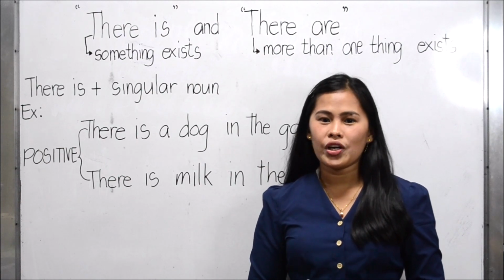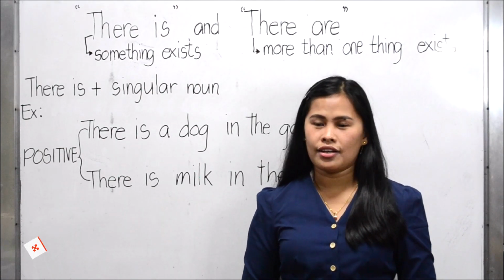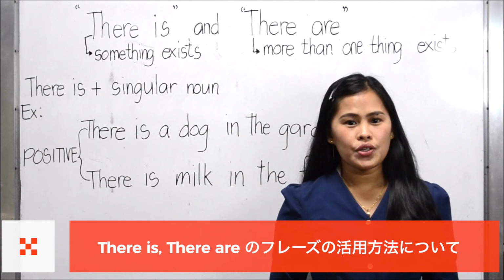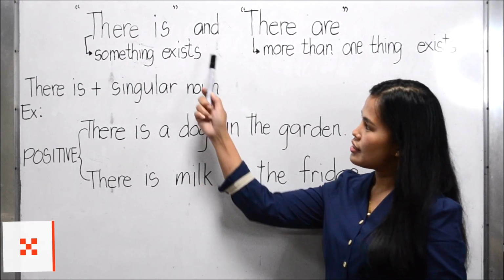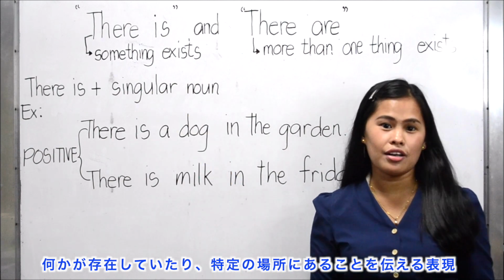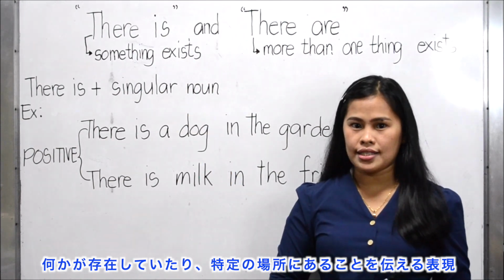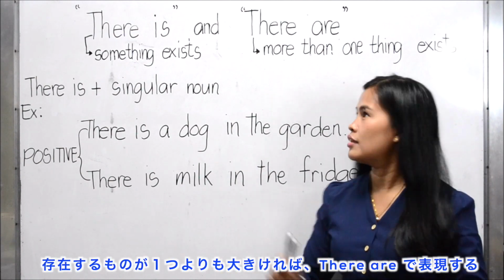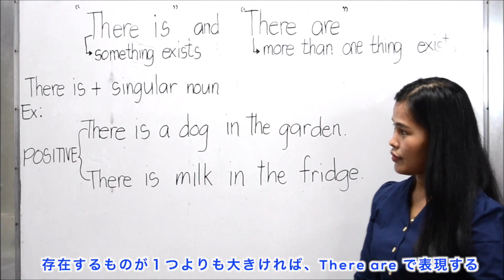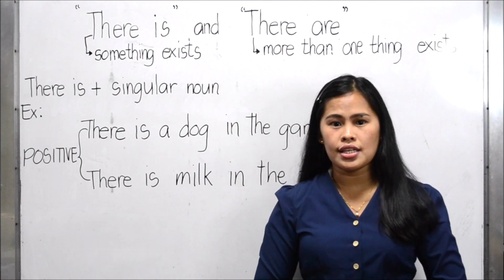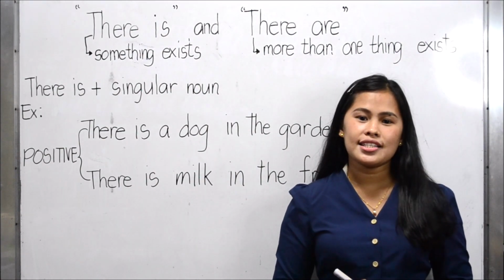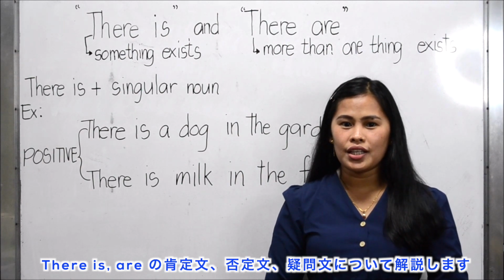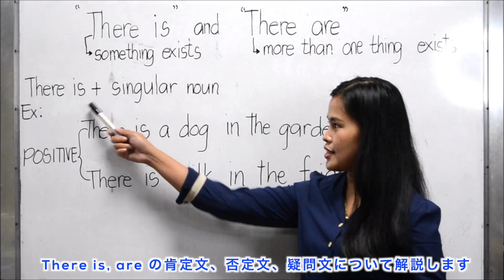So today, we are going to study the phrases there is and there are in the simple present. We use there is to say that something exists somewhere or in a particular place. And if more than one thing exists, then we say there are. In this video, you will also see examples of there is and there are in the positive, negative, and question. So let's start with there is.